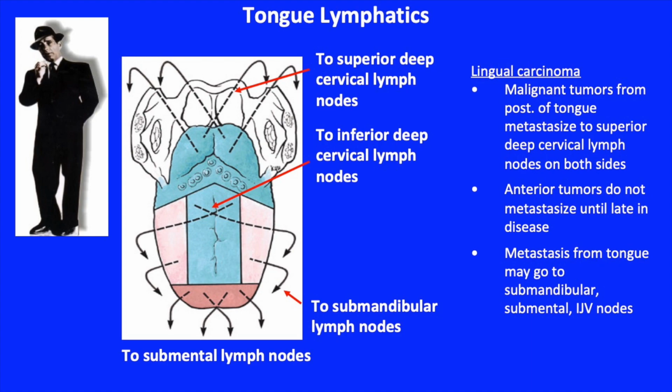As the lymphatic drainage of the tongue seems to indicate, the more posterior the site of the cancer, the more likely they are to metastasize to the deep cervical lymph nodes with insidious consequences. Anterior tumors do not tend to metastasize until late in disease, and, perhaps as a silver lining, these are the more frequent ones that non-smokers develop.